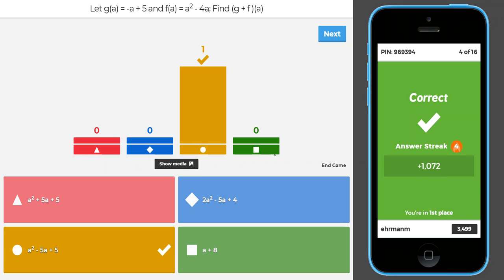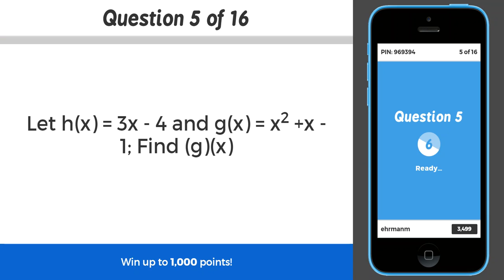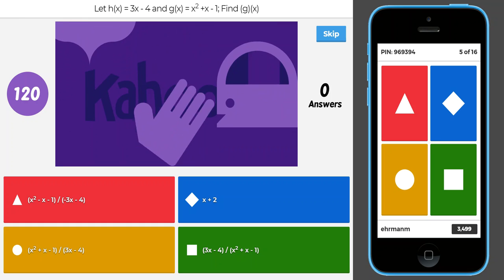Okay, so we're on an answer streak here. We've got 4 in a row, and we're earning more than 1,000 points because we answered that one fairly quickly. Let's see what happens with the next. And I think there's a typo here, so I'm going to try to figure out what's going on with it.